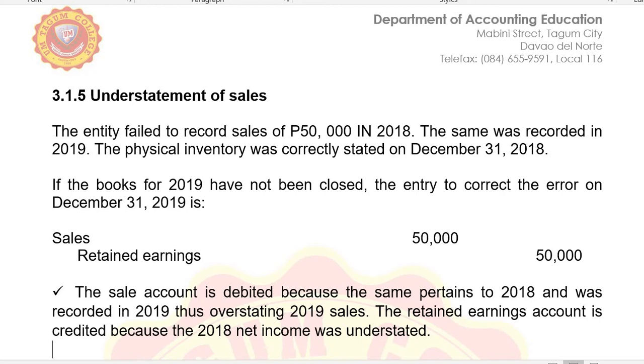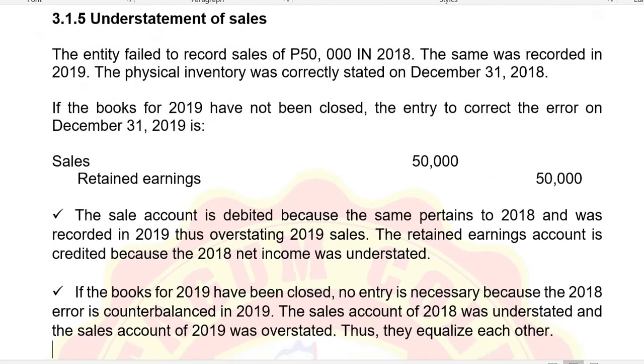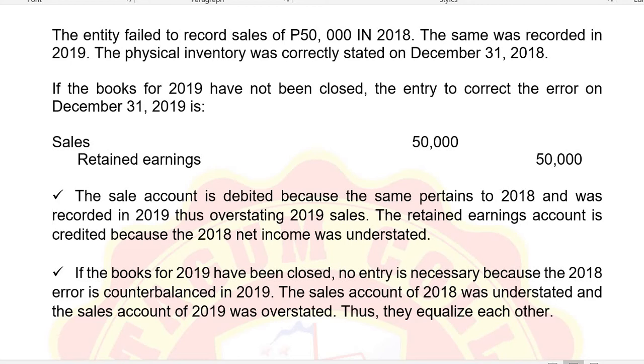So for last year, if your sales is understated, no? Of course, your net income is understated, no? And then your retained earnings was understated also. And since you've recorded the sales at 2019, so you need to correct, no? Kasi the sales should be in 2018. So, debit sales for 50,000 and credit retained earnings for 50,000. Okay? Yun siya. So, if the books have been closed, no entry is necessary because the 2018 error is counterbalanced in 2019.